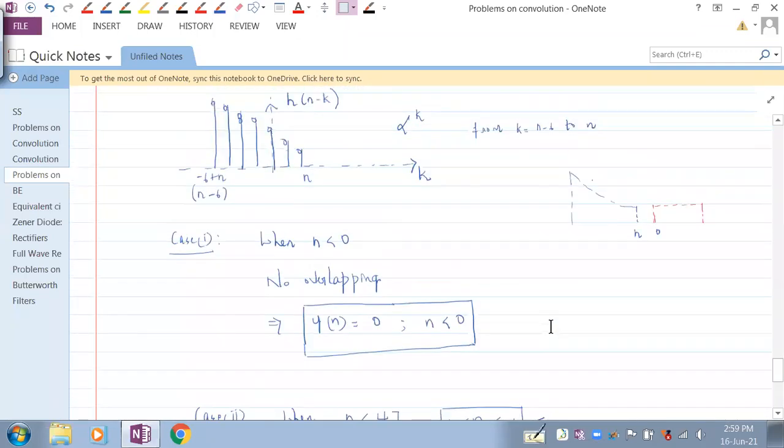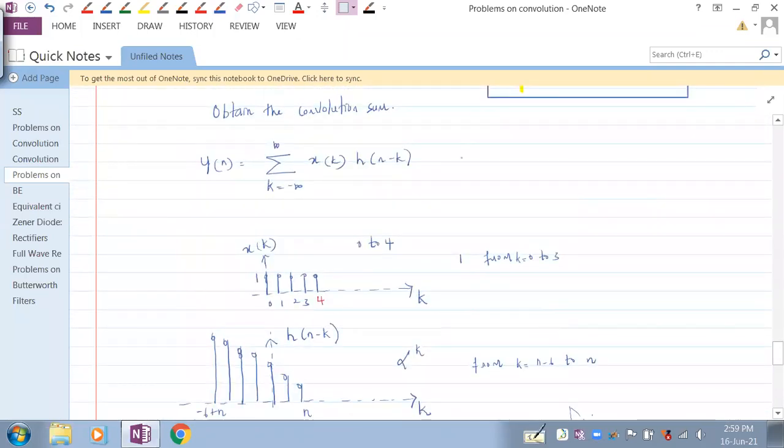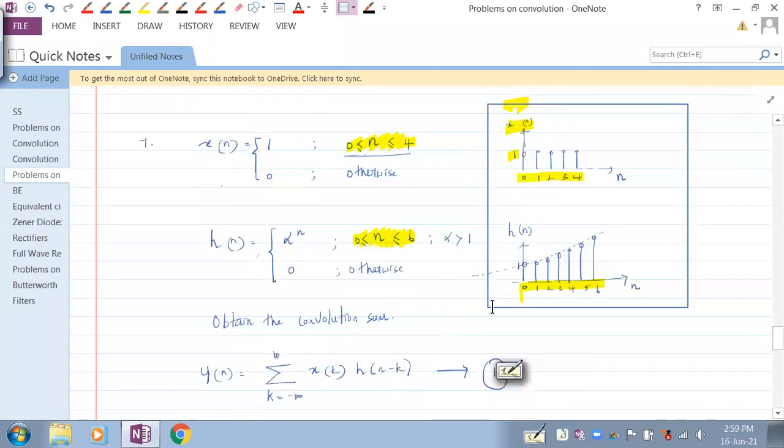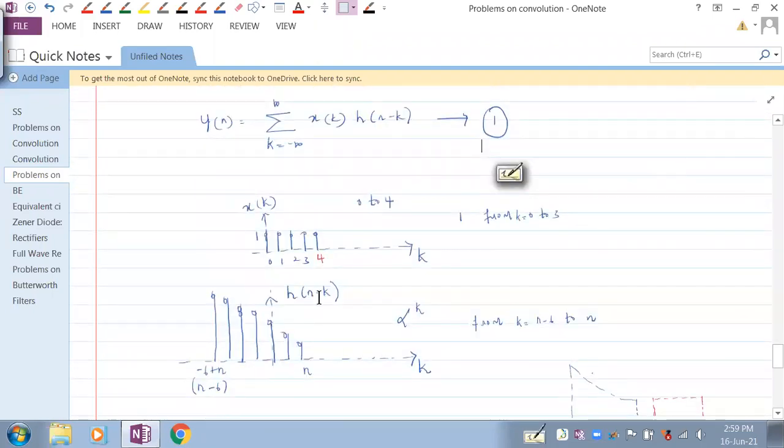So if we call this equation number 1, everybody understand? If I call this equation number 1, how equation number 1 would change is what we need to look at. Fine. How can I write this? X of k is 1, and h of n minus k is alpha to the power n minus k. Understand that? What is h of n? It is this. What is h of n minus k? H of n minus k is this.